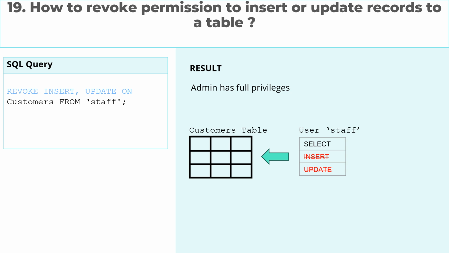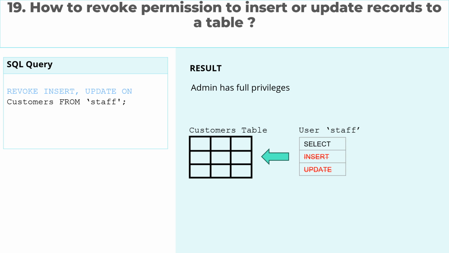Question number 19. How to revoke permission to insert or update records to a table. In SQL, we can manage user permissions not just by granting access, but also by revoking it when needed. For the Vegan Gardens system, if we want to restrict the restaurant staff from both adding new customers and updating existing customer records, we can revoke those specific permissions. Here's the SQL query to revoke both insert and update permissions.